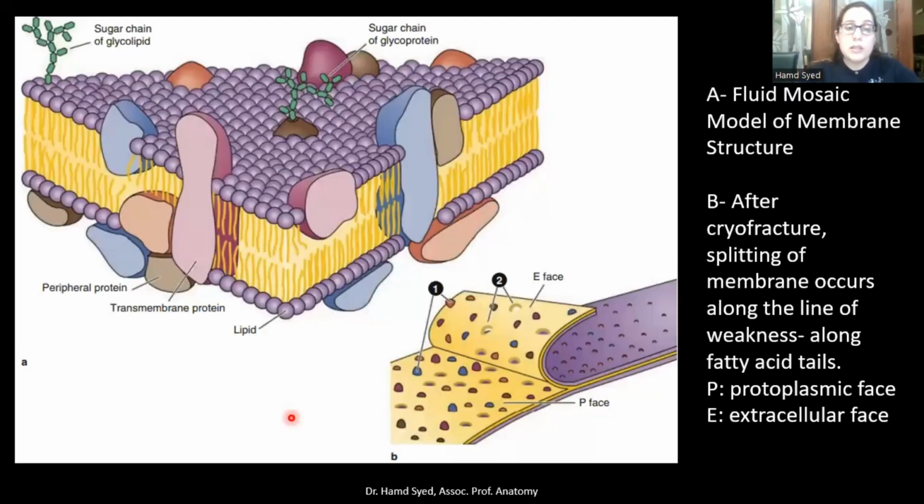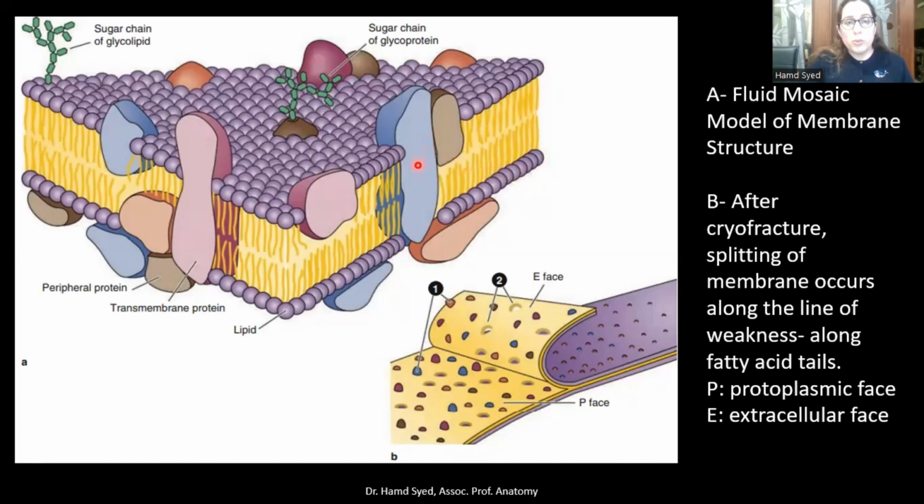So here we can see the fluid mosaic model. So here we're looking at the fluid mosaic model of the plasma membrane. And let's look over here at this diagram. We can see that this is a lipid bilayer, which means there are two layers of the phospholipids, and the fatty acid tails are the non-polar tails which are facing each other, whereas these purple balls are representing the polar heads, which are the hydrophilic parts of the phospholipids.